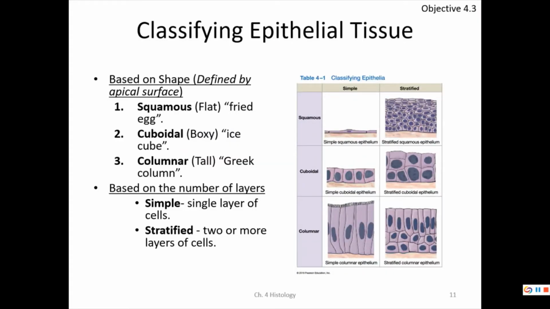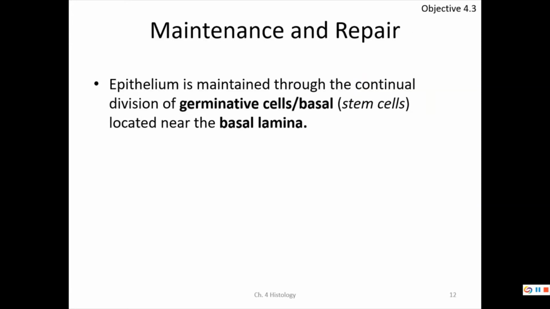So you can have simple and you can have stratified, okay? That's how we classify them. That's a very important thing to help you understand it. Now, let's say we have cells at the bottom. Let's say that my skin is dried, dead, and flaky, and some of it flakes off. Those are dead skin cells. Well, if my dead skin does not replace itself, eventually I'm going to run out of skin. But thankfully, my epithelium is always replaced through continual division of what are called basal cells.